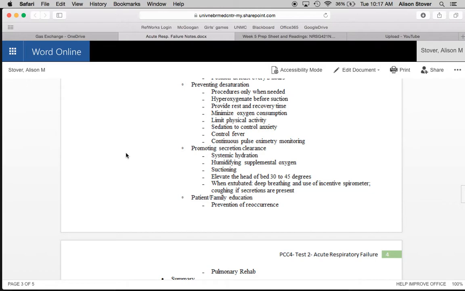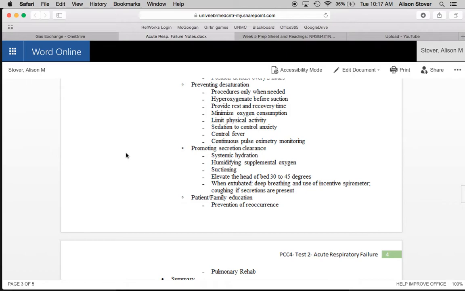Minimize oxygen consumption. So when you minimize oxygen consumption, you also want to minimize their physical activity after they've been diagnosed and they've been on the unit for a while, and let's say they've been extubated. You still want to minimize their physical activity. They can get up with physical therapy to build strength, but you don't want them moving around a whole bunch because they're just going to keep consuming oxygen and their body's already pretty stressed. You don't want to make a bad situation worse.